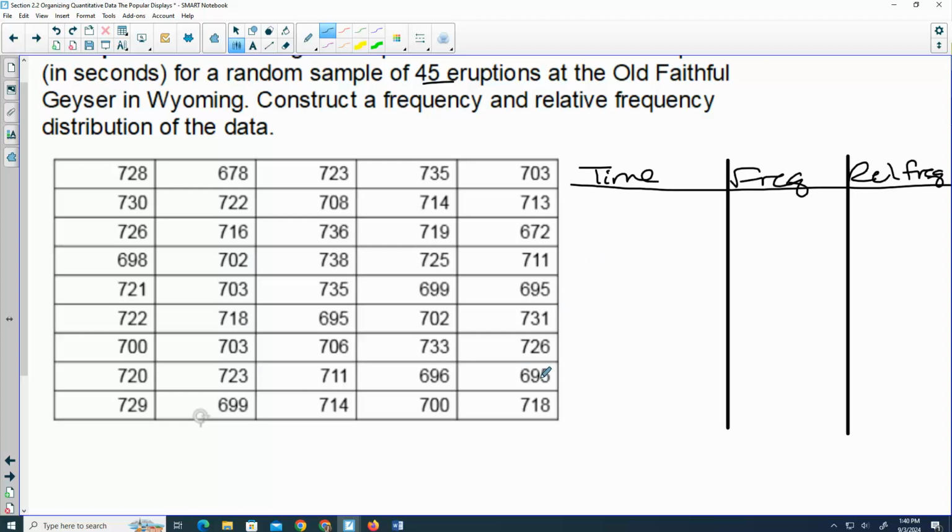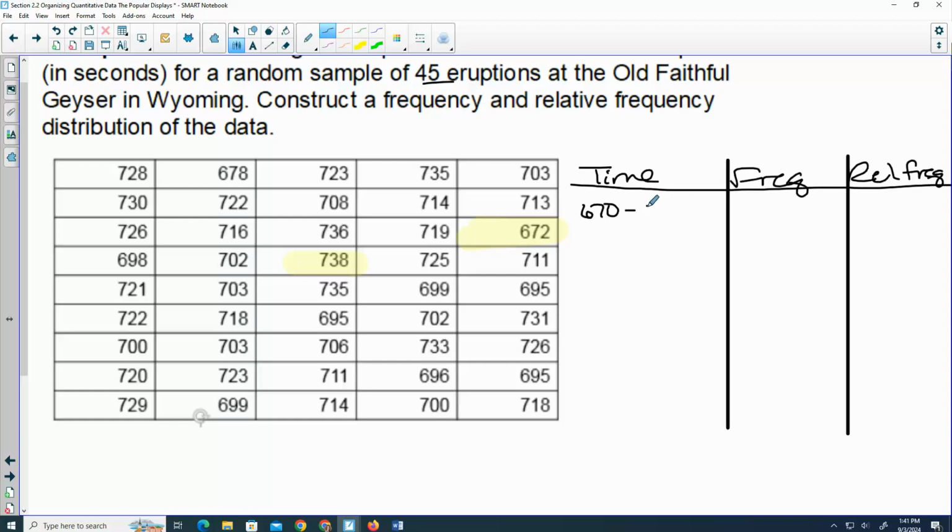Let's kind of get an idea of how spread out this data is. What is our smallest number? 672 is our smallest. What's our biggest number? 730. Okay. So I have to do something between 672 and 738. Let's say I'm going to start this one at 670 to, let's just count up by tens.